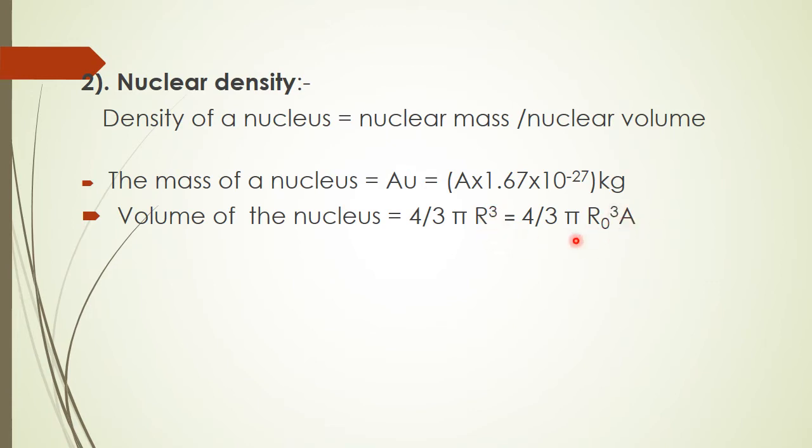So when we substitute, the density of a nucleus is found to be 2.31 × 10^17 kilogram per meter cube. So when we divide the mass of the nucleus by the volume of the nucleus, A will get cancelled. So density is a constant. It is approximately a constant for the nucleus.